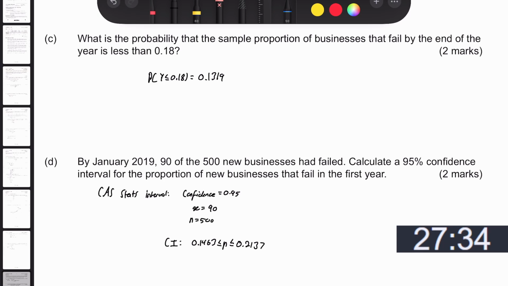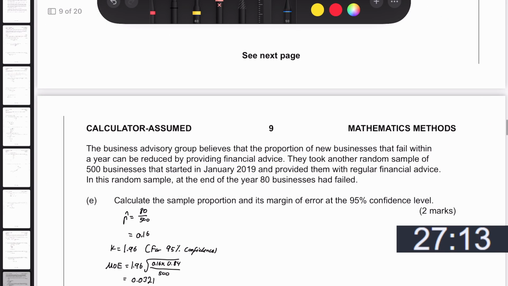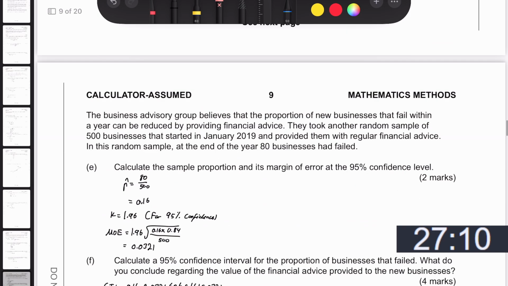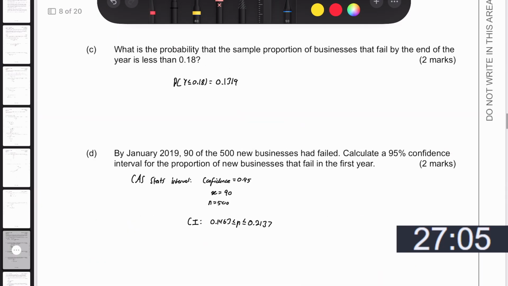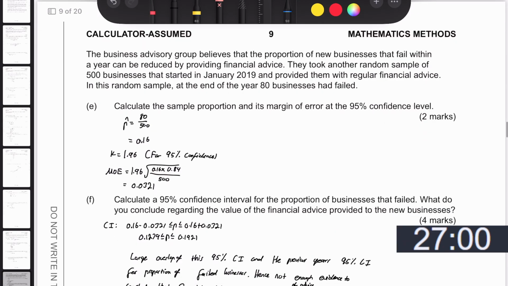By January 2019, 90 of the 500 businesses had failed. Calculate a 95% confidence interval for the proportion of new businesses that failed in the first year. So statistics, confidence interval, 1 proportion, 95, 90, 500. Proportion is that. Now do another random sample of 500 businesses that started in 2019. Calculate the sample proportion and its margin of error.